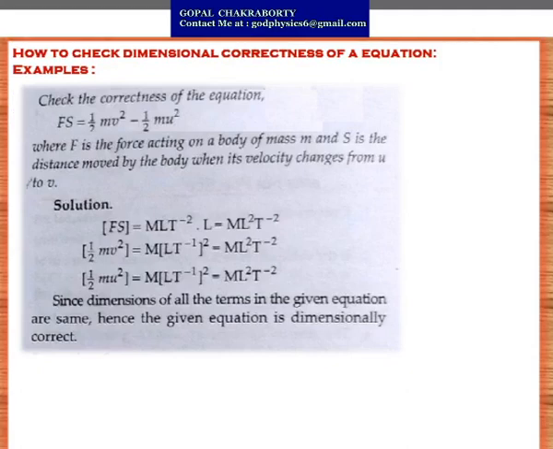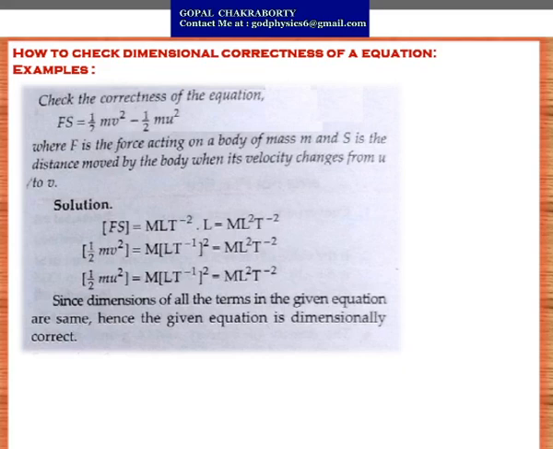So another example: check the correctness of the equation Fs equals half mv square minus half mu square, where F is the force acting on a body of mass m and S is the distance moved by the body when its velocity changes from u to v. Now Fs: F has a dimension MLT to the power minus 2, S has a dimension of distance, that is L only, so that will give you ML square T to the power minus 2.